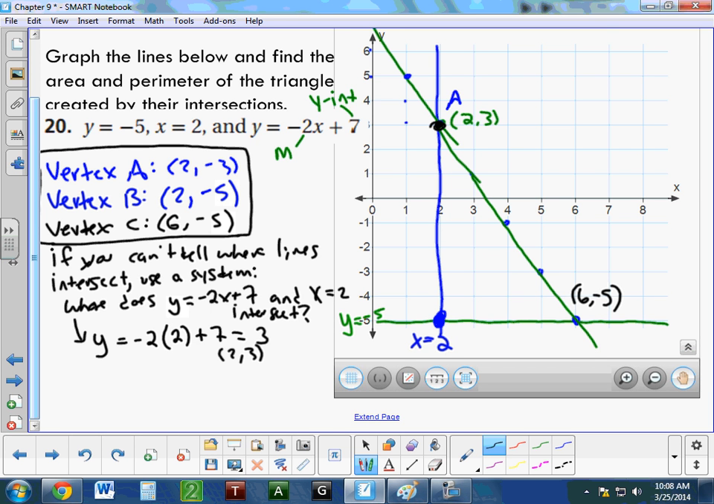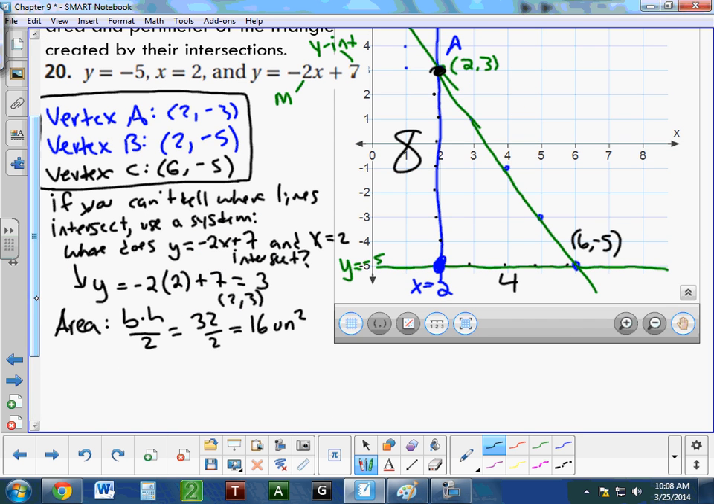So anyways, we need to be able to find the area and the perimeter of this triangle. So I can count up and see that my height is 1, 2, 3, 4, 5, 6, 7, 8. I can see that this distance is 4. And then my area would be base times height divided by 2, which is 8 times 4 is 32 divided by 2, which is 16 square units.